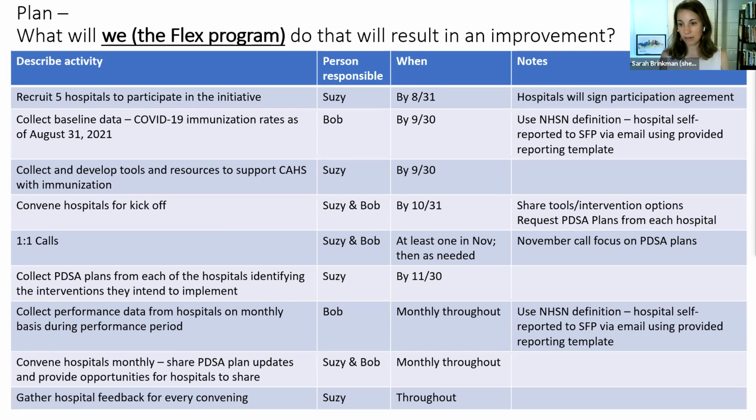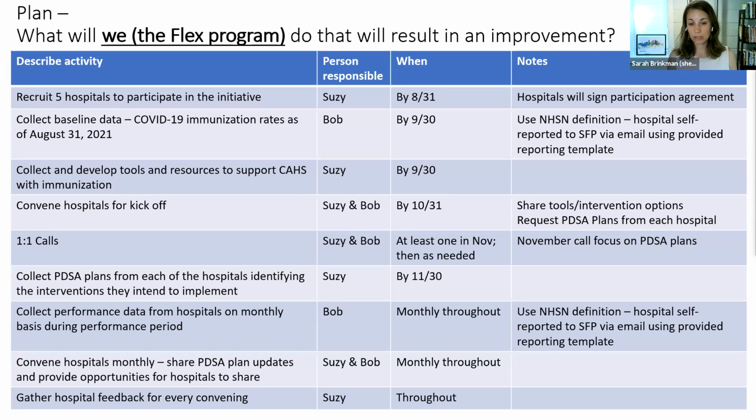We're using the NHSN definition, and the hospitals are going to self-report to us via email using a template that we're going to provide to them, so that we have a standard way of collecting it and know that they're all collecting the same thing. So we're going to provide them with the measure definition and that type of thing with the template so that we're sure that we're getting the same information. We're not collecting patient level information, so having them send it to us via email is perfectly fine. We're going to collect and develop tools and resources to support our cause with immunization. Susie's going to be doing that while Bob's working on collecting the data.